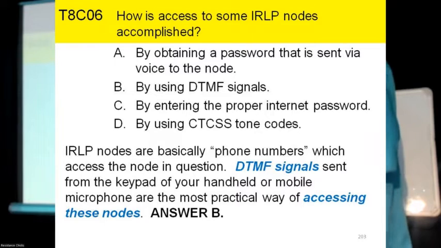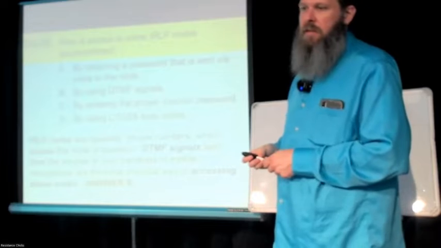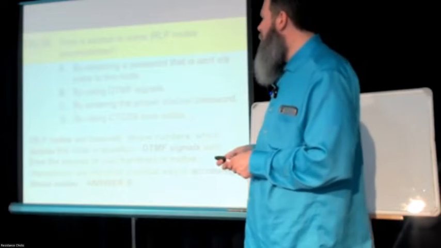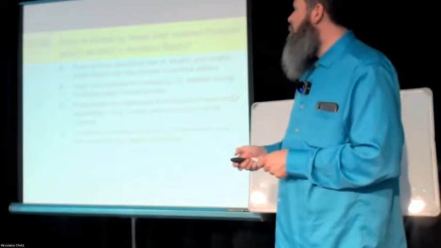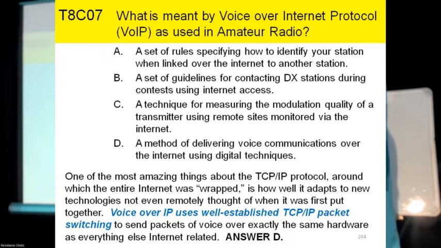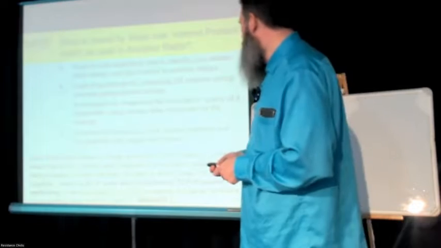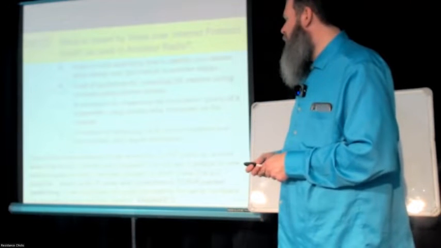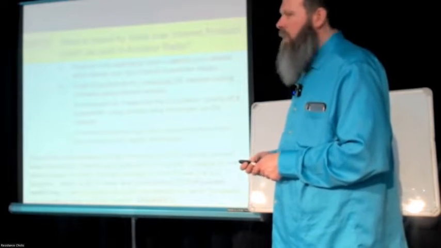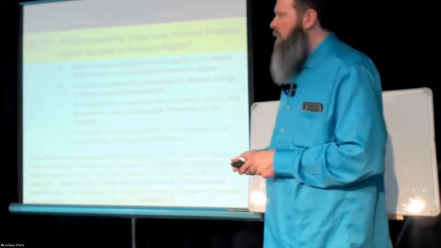How is access to some IRLP nodes accomplished? And it's by using DTMF tones. So really a similar question to the one before it. What is meant by voice over internet protocol as used in amateur radio? It's a method of delivering voice communications over the internet using digital techniques. So it's basically digitized voice sent over the internet.